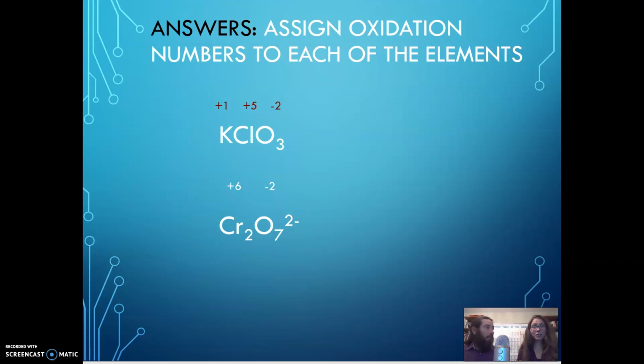So you assign the oxidation numbers to all of the elements in the entire reaction, and then you can look and compare from the reactant side to the product side to see if we are changing oxidation numbers. If we are, it is a redox reaction. And then you can identify what species is losing electrons and which species has gained the electrons.